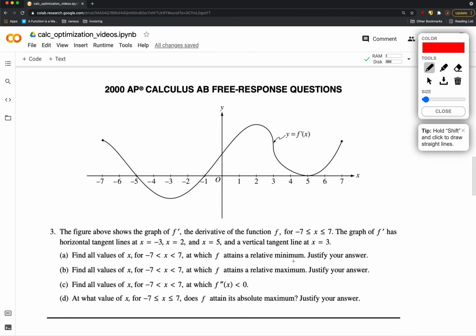Where is a relative minimum? Now we know that wherever the first derivative is 0 or undefined are options here. So we've got -5, -1, and 5. Now we also know that where the first derivative is positive, that means that the function is increasing. The original function is increasing, and where it's negative, it's decreasing.